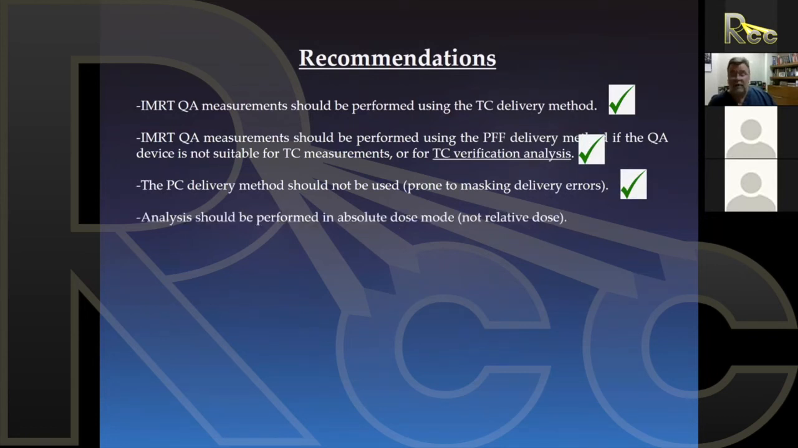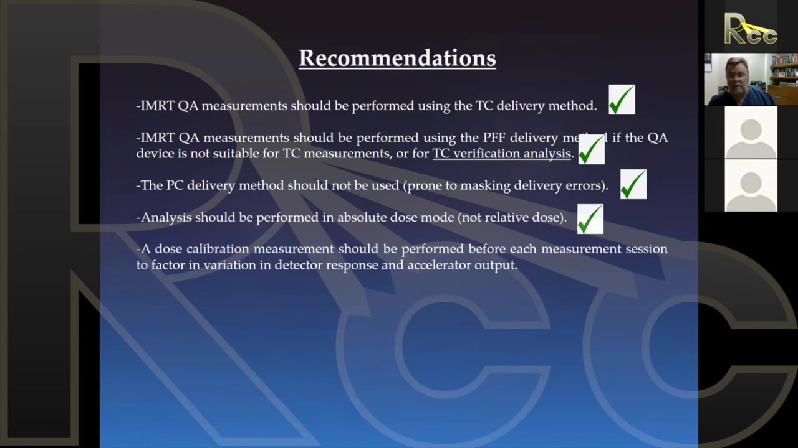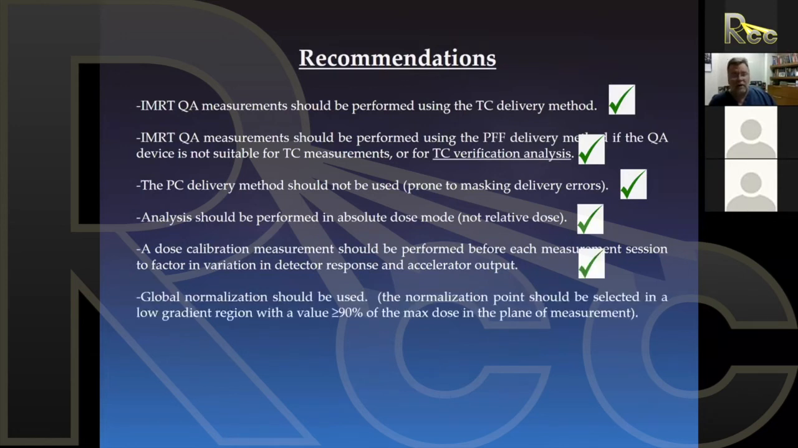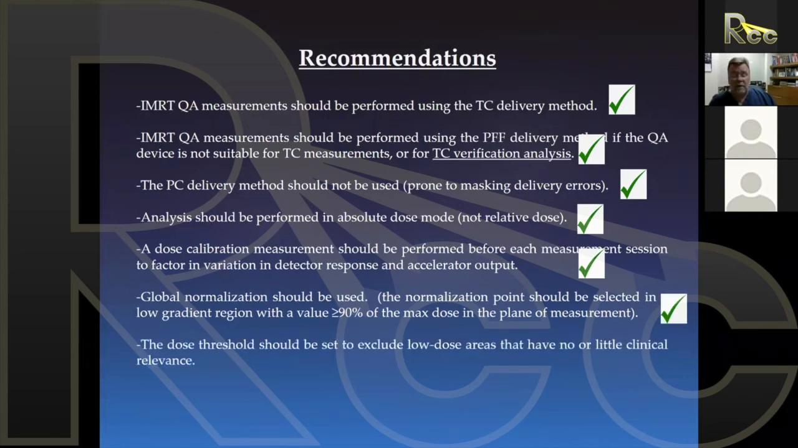Analysis should be performed in absolute dose mode, not relative dose mode. I've already mentioned this multiple times, yes. And dose calibration measurements should be performed before each measurement session to factor in variation in detector response and accelerator output. Yes, once again, we've been over this. For global normalization, we do this, and you should choose a point that is within 90% of the max value. We do this. And the dose threshold should be set to exclude low dose areas that have little or no clinical relevance. We do this.